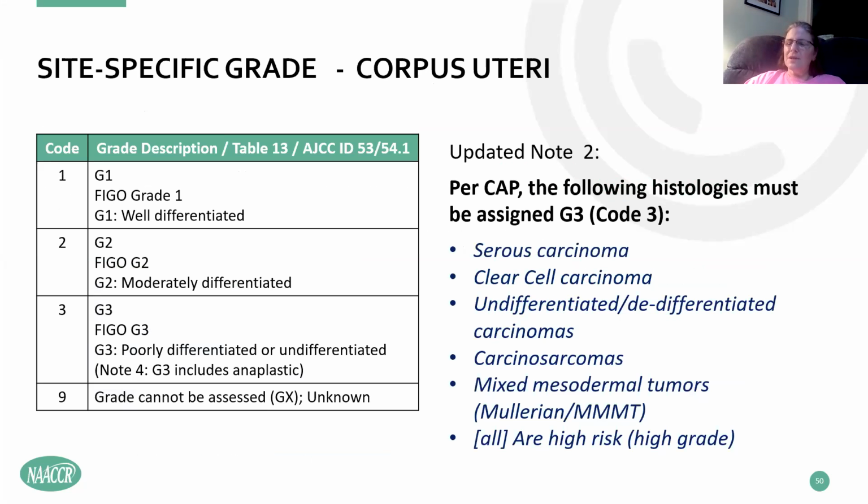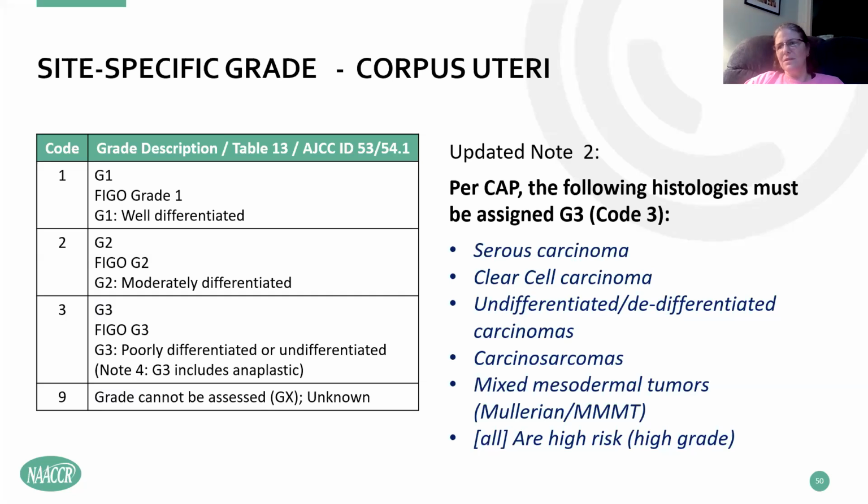And we got some other clarifications on corpus uteri. So if you have serous carcinoma, clear cell carcinoma, undifferentiated, dedifferentiated carcinoma, carcinosarcomas, mixed mesothelial tumors, these are all high risk or high grade. So we have got clarification from the CAP Cancer Committee that these could always be a grade 3.